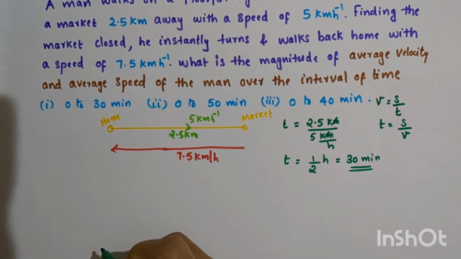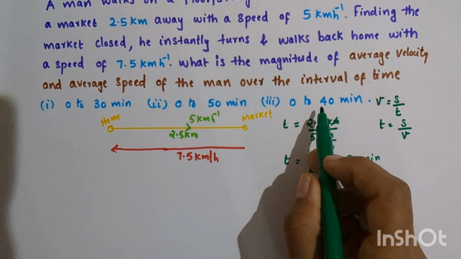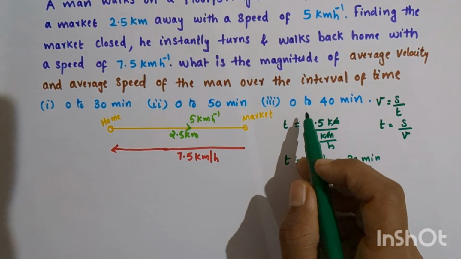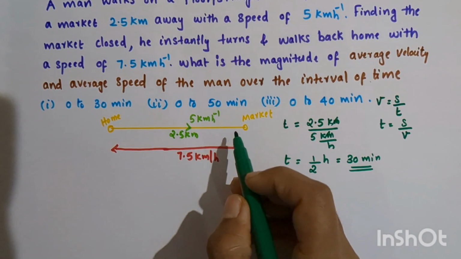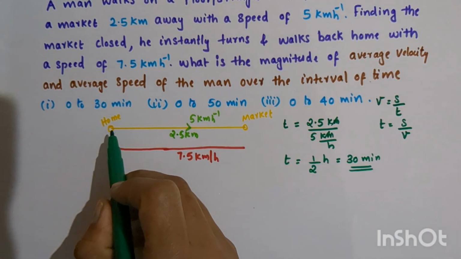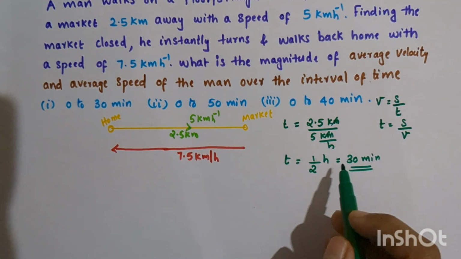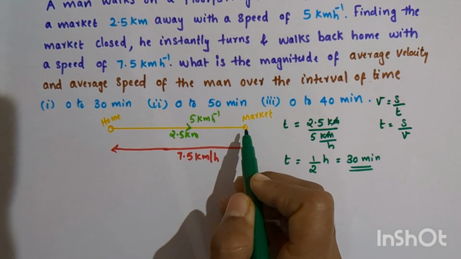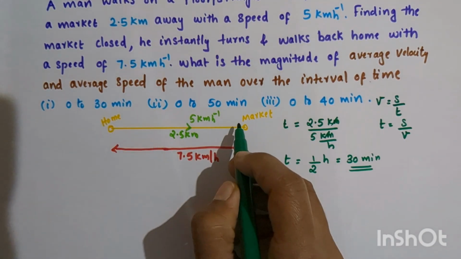Now we want to find out the average speed as well as the magnitude of average velocity during the other intervals of time. Before that, let us find out the time taken by the man to reach back home from the market. The time taken to reach the market is 30 minutes, which is half an hour. Now what will be the time taken by the man to reach back home from the market?